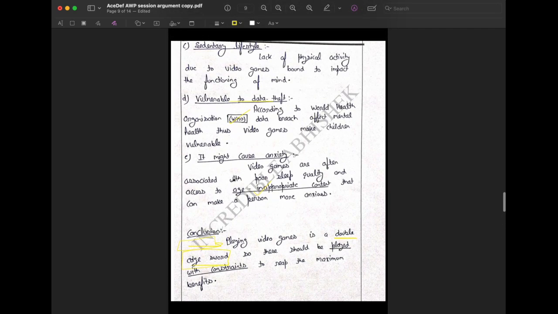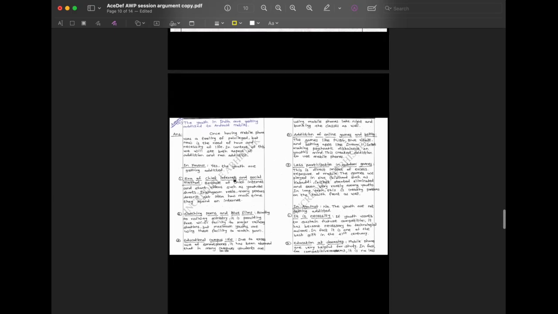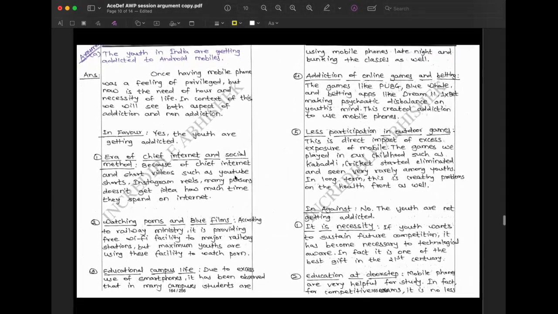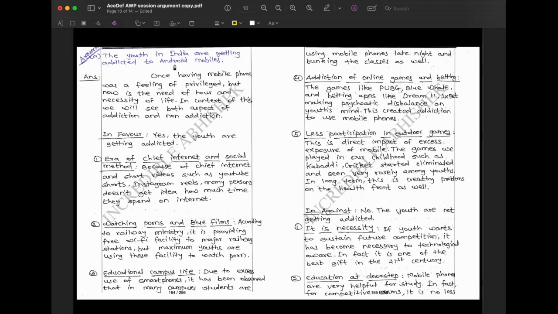You can generate some samples and you can learn it up. Now this is one more copy by a topper. I found this to be very helpful. This is a 2017 question on the youth are addicted to Android mobiles. Yeah, this is the question I was talking about.